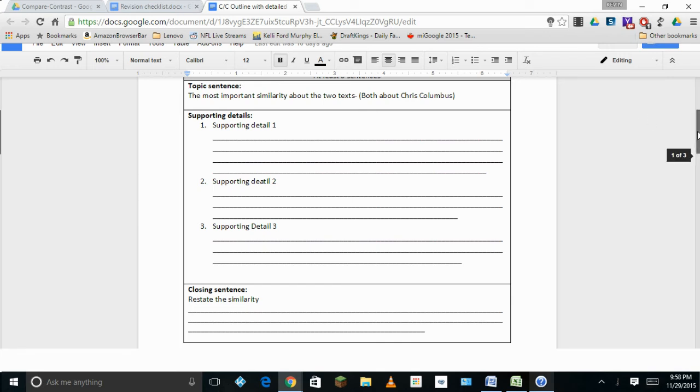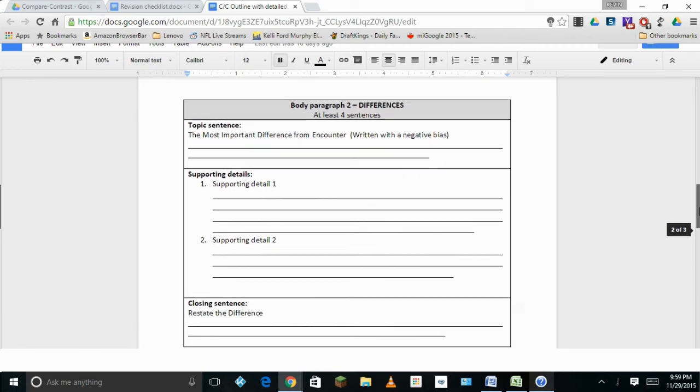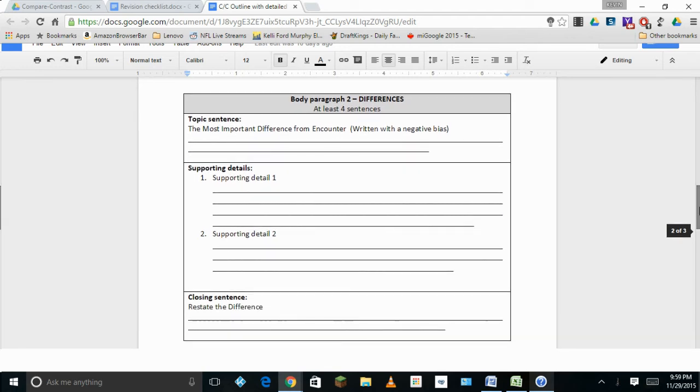The last 2 body paragraphs are the differences. And so the first difference, we said the most important difference from Encounter. Again, students have more choice than what we put in here, but we agreed that the Encounter was written with a negative bias, and we spent a day working on what bias means, so the students know what that is. If they wanted to write that as their topic sentence, that would end up being really good. And then what they would do is, in Encounter, give me specific details as to how it shows negative bias.